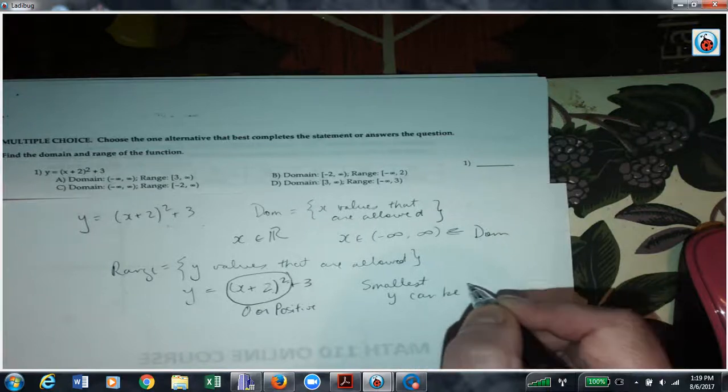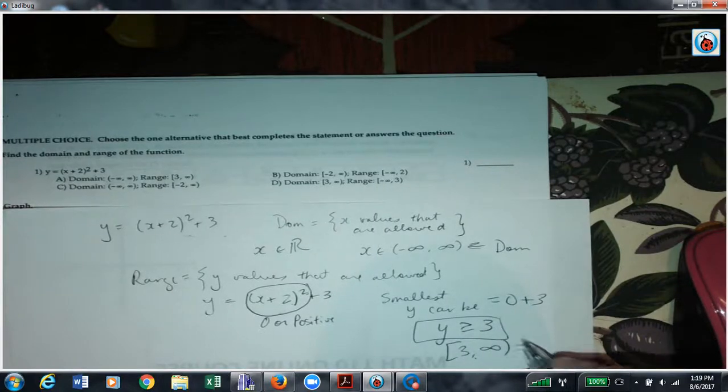So what's the smallest y can be? Well, the smallest that this number can be is 0, and then I have plus 3. So y is greater than or equal to 3. And so that's going to give me my range. And that matches up with selection A.